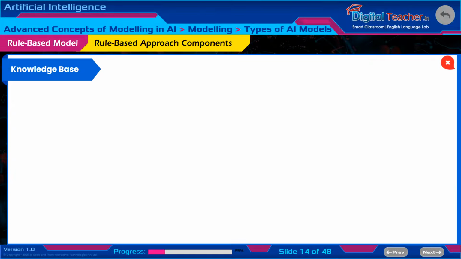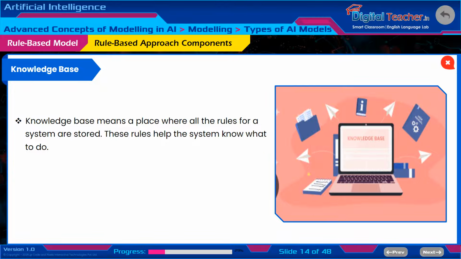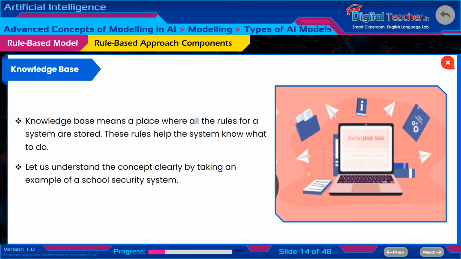Knowledge base. Knowledge base means a place where all the rules for a system are stored. These rules help the system know what to do. Let us understand the concept clearly by taking an example of a school security system.